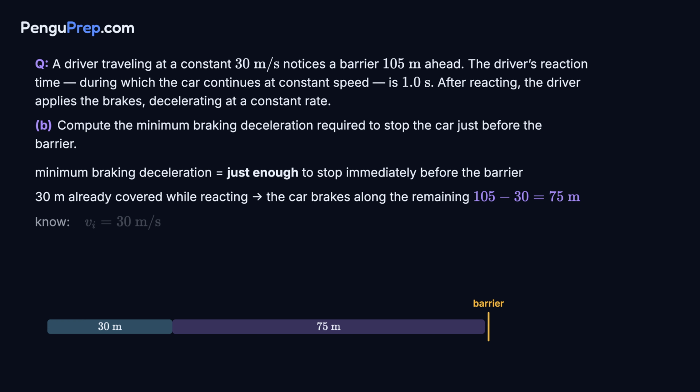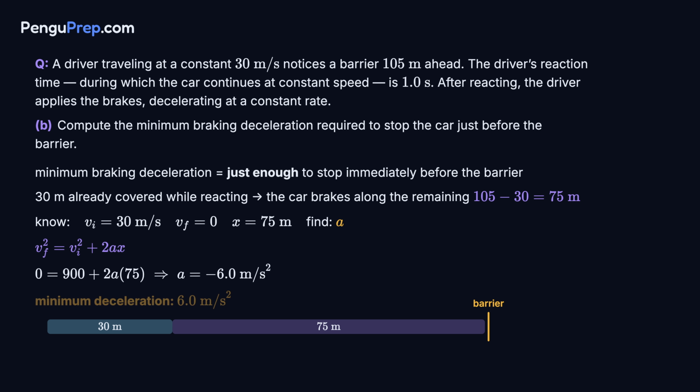So we know the initial velocity, 30 meters per second, the final velocity, 0, because the car stops, and the displacement, 75 meters. We're trying to look for the acceleration, so we choose this equation. And plugging in all the values, we get 6 meters per second squared.